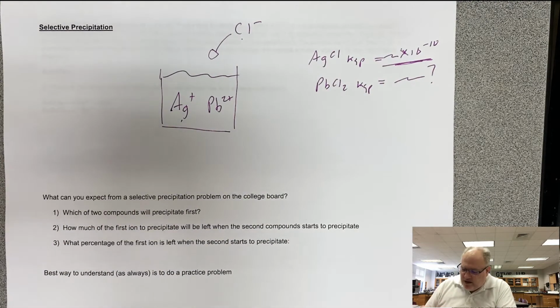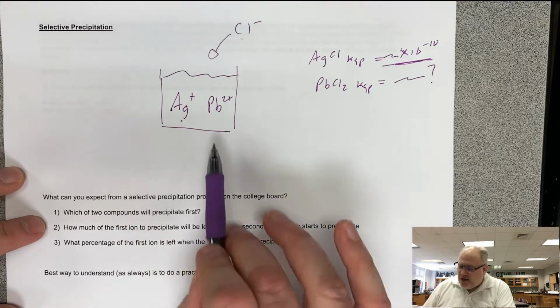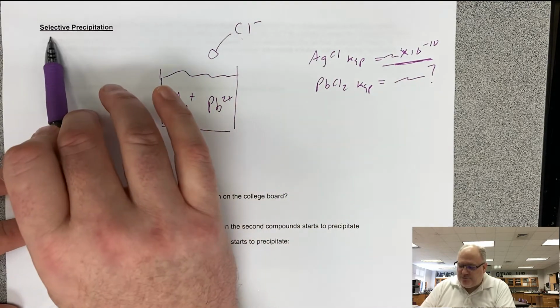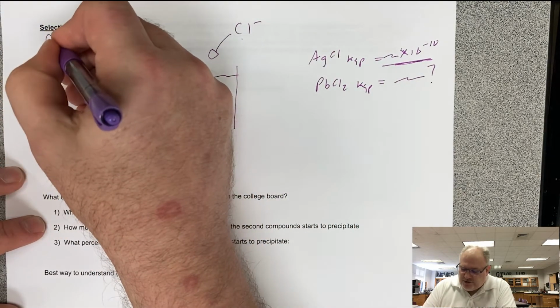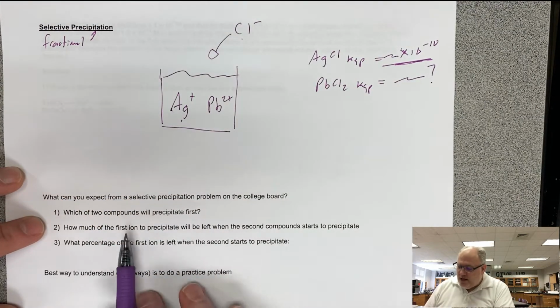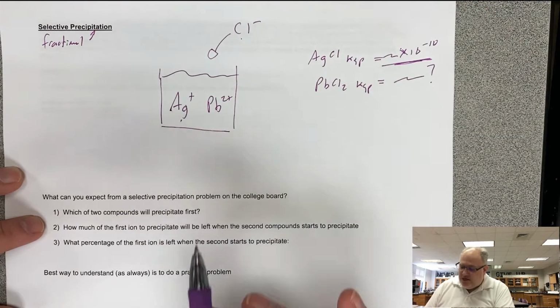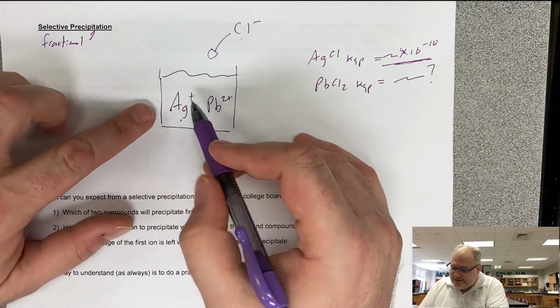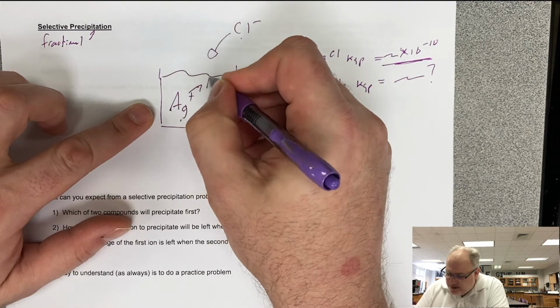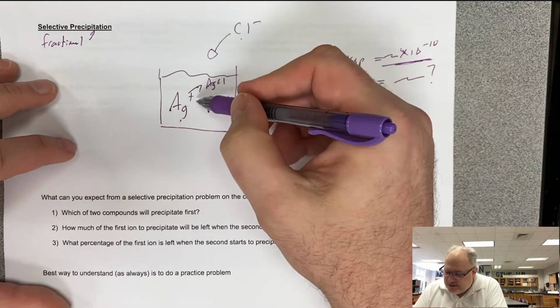So when we're dealing with AP board type problems, if they have a problem like this with selective precipitation, which is also sometimes called fractional precipitation, I don't know why they decided to do that, they'll always ask you which will precipitate out first. And then they'll say, let's say in this case, Ag+ starts forming AgCl. Let's say that precipitates first. I'm not sure if that's the case, but let's say it did.